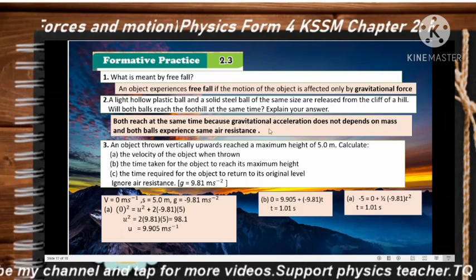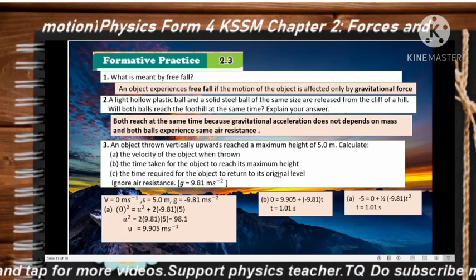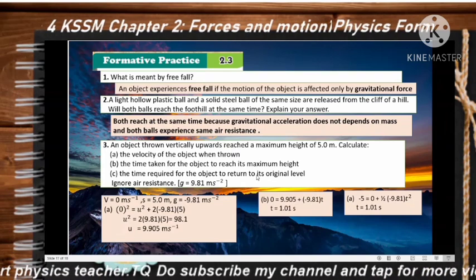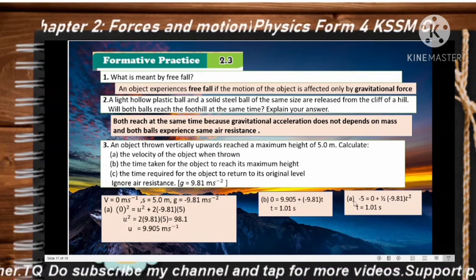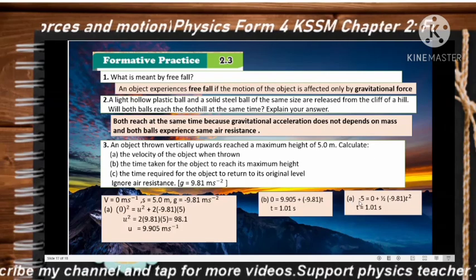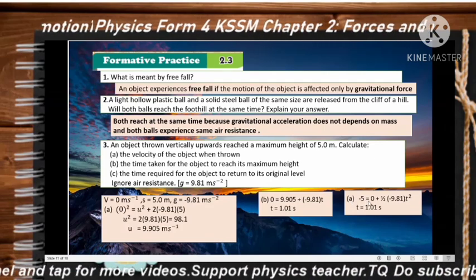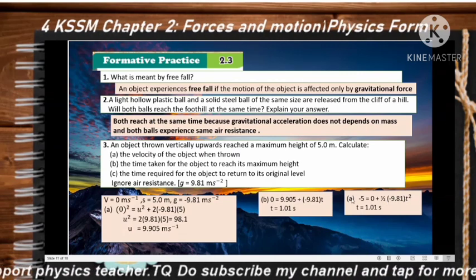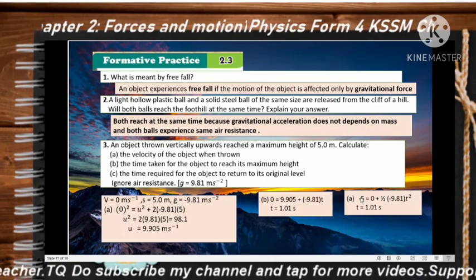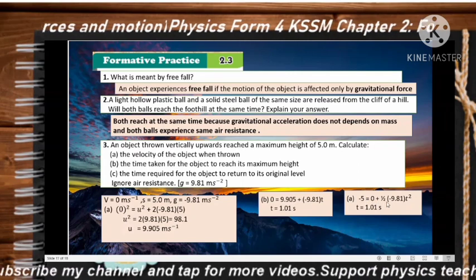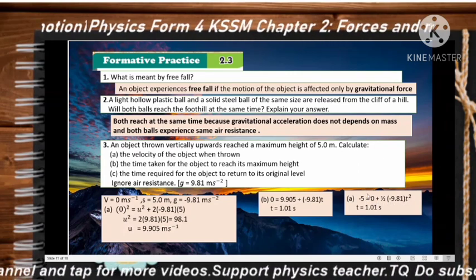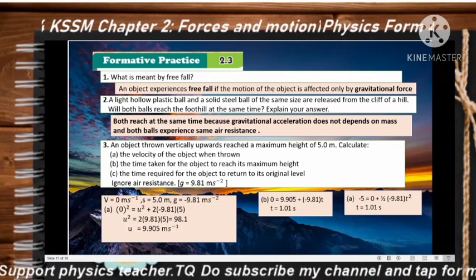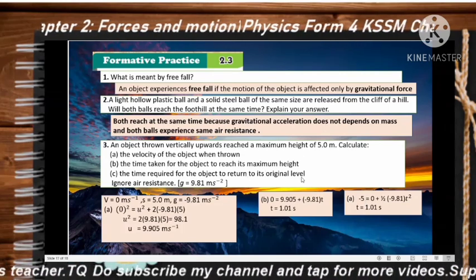Meaning once it reaches the maximum height, after that the ball will drop or fall back to the ground. So what is the time taken to return to its original level? So this one is C. So negative 5 equals 0 plus half gt squared. What formula is this? This is the third formula, s equals ut plus half gt squared. s is negative because it moves downward to return to its original level.